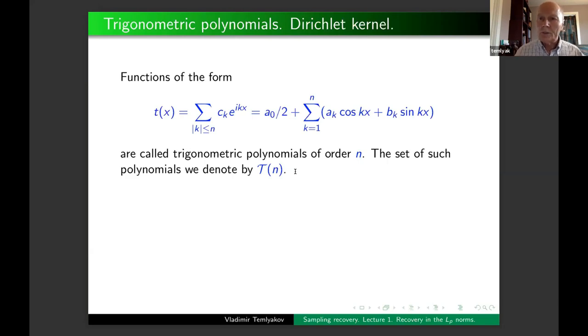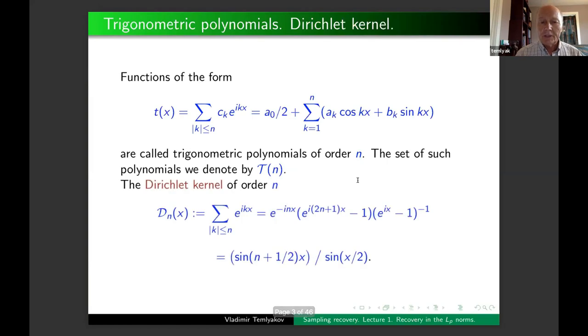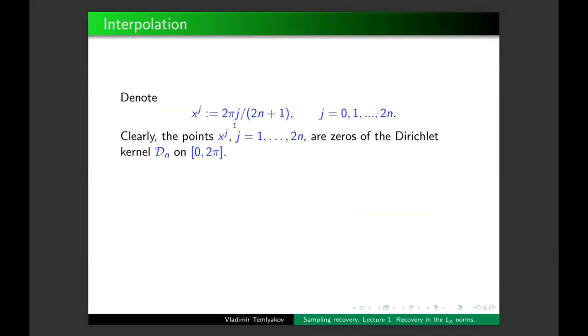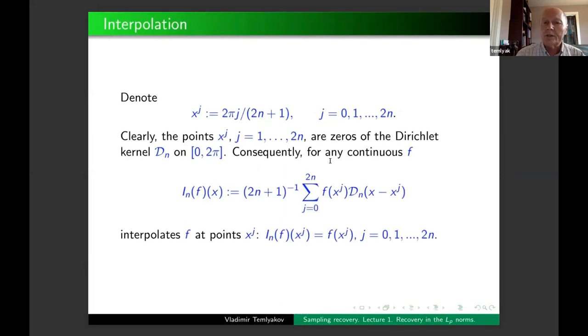Now, when we ask the question about interpolation using these polynomials, it is very natural to consider the Dirichlet kernels. Why so? If you define the Dirichlet kernel in that form, it turns out, because of this very simple summation formula, and this is the proof here, that if you look at the numerator of this formula, you can see immediately what the zeros of this function are and where the function takes nonzero values. For instance, at the point 0, it is equal to 2n plus 1. Denote the points x_j equal to 2 pi j divided by 2n plus 1, where j is from 0 to 2n. At 0, the function takes value 2n plus 1, but at all other points, this function takes value 0. In that sense, the Dirichlet kernel is very convenient for interpolation.